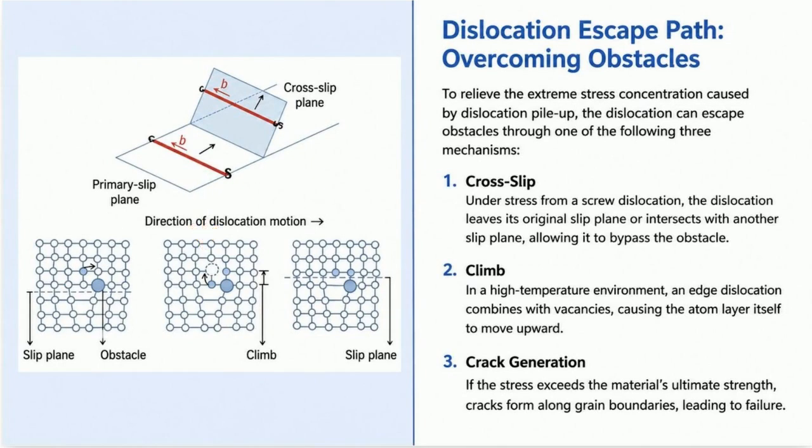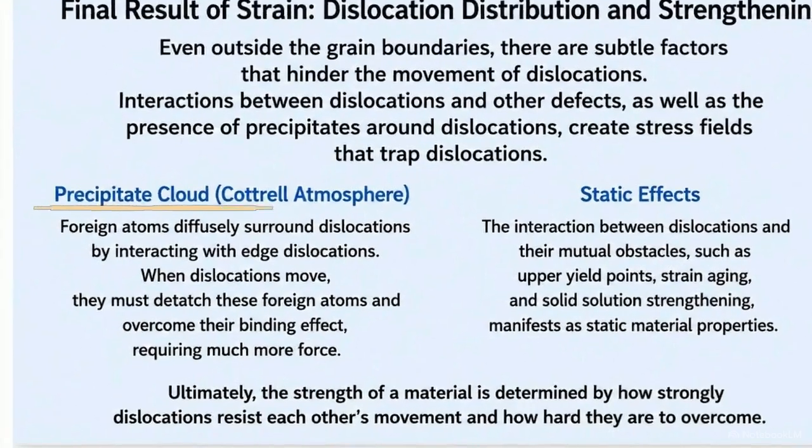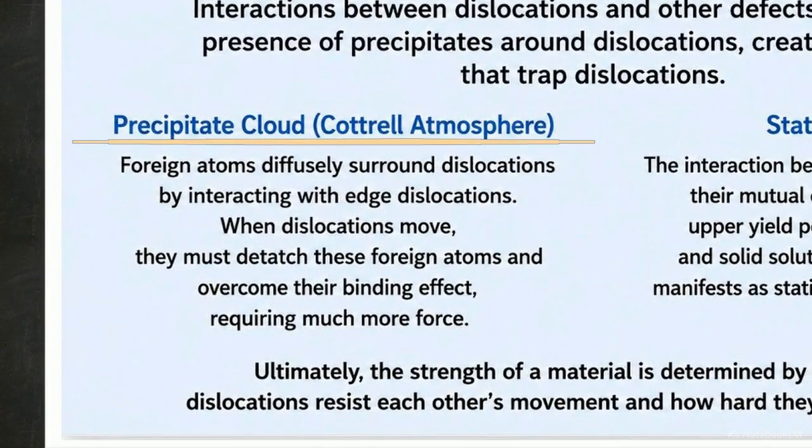But even when dislocations navigate around these major barriers, they encounter static drag on the open slip plane. Foreign alloy atoms naturally diffuse toward the strained lattice space surrounding a dislocation, forming a dense precipitate cloud. When a new force is applied, the dislocation cannot immediately glide. It must be forcibly torn away from the binding effect of these foreign atoms, requiring a significant initial spike in force to get moving again.